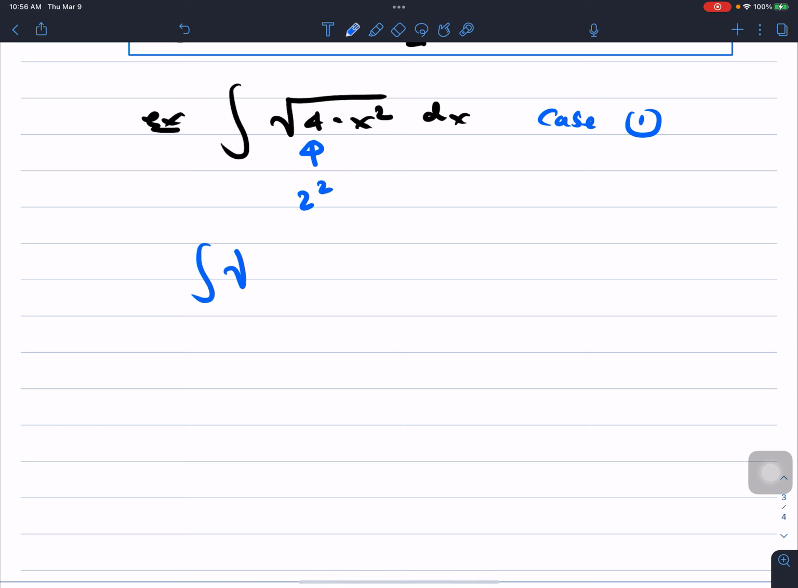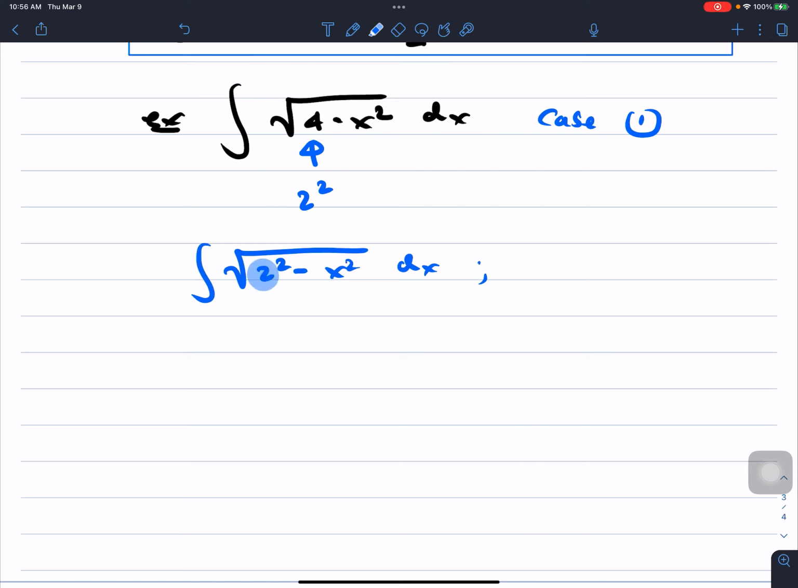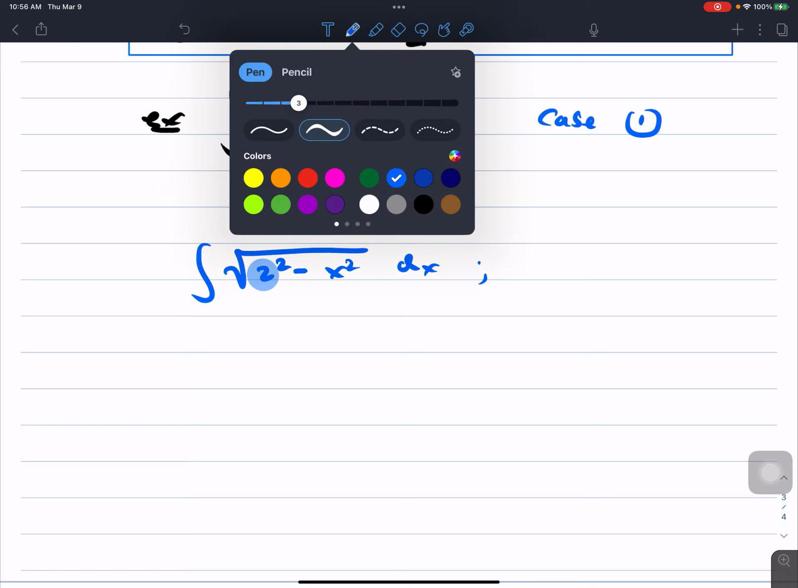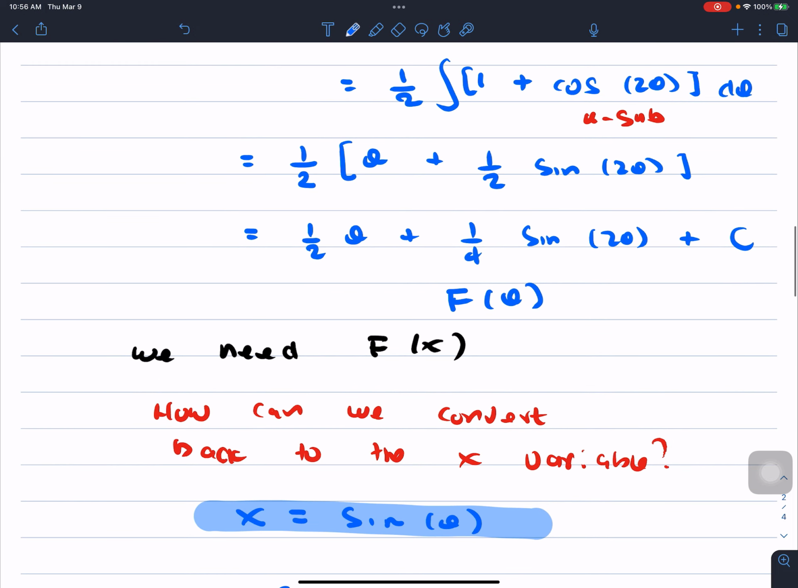Good. So we're going to integrate what? 2 squared minus x squared dx. So what does that even mean? Okay, so you guys can see your substitution. Your a value is what? 2. Good. A is 2, ladies and gentlemen. So if that's the case, it's case 1. What do you say x is? 2 what? Is it 2 sine theta? Is that case 1? Yes, it is.